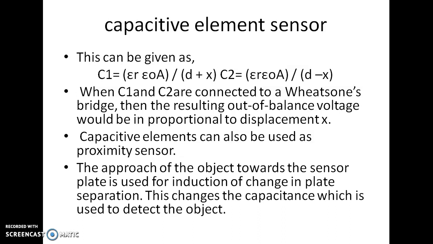A capacitive element can also be used as a proximity sensor. As we discussed previously, proximity sensors are used for tracing or tracking devices. The approach of the object towards the sensor plate induces a change in plate separation. This changes the capacitance, which is used to detect the object. Whenever the distance between the plates changes, the capacitance also changes, and by using that we can measure the displacement.